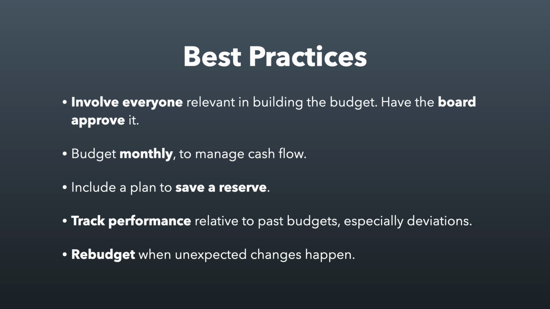You should always budget in a way that leaves room for a reserve, so that way if certain things are overspent, you have the reserve to draw from for those unexpectedly high expenses. You should be tracking performance against past budgets. You should be seeing how well you did against your previous budget, so that way you can make sure you're doing a better job budgeting in the future. And anytime a big unexpected change happens that has financial impact, you should be rebudgeting, because that rebudget process will help you to avoid overcommitment to bad ideas or strategies.